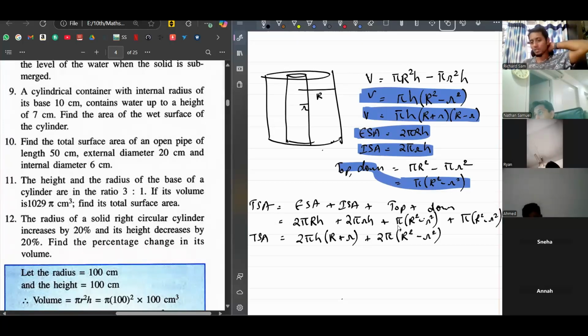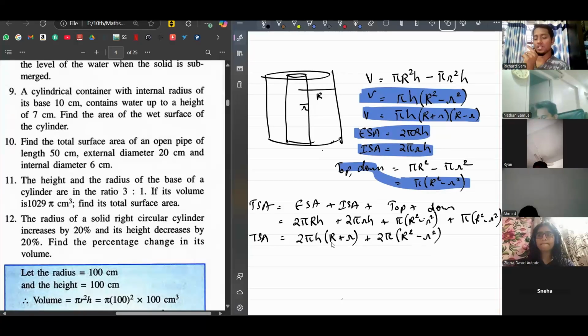So you subtract them, you will get pi capital R square minus pi small r square, which is pi into R square minus r square. And that is there on the top and bottom, so twice. So 2 pi into R square minus r square. So this whole thing is the total surface area for a hollow cylinder: 2 pi h into R plus r, plus 2 pi into R square minus r square.